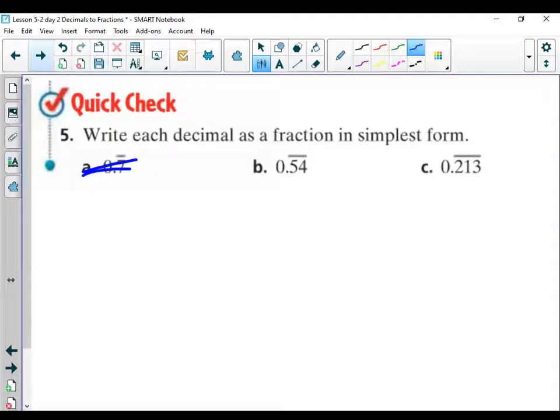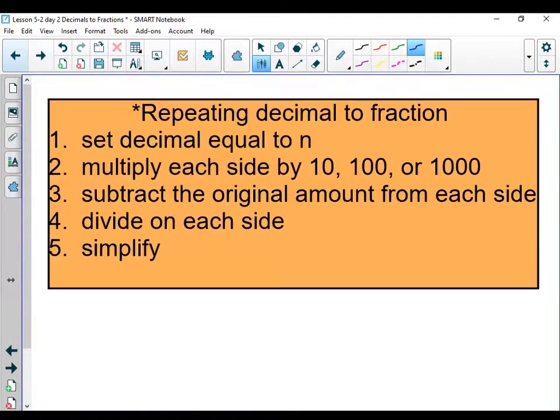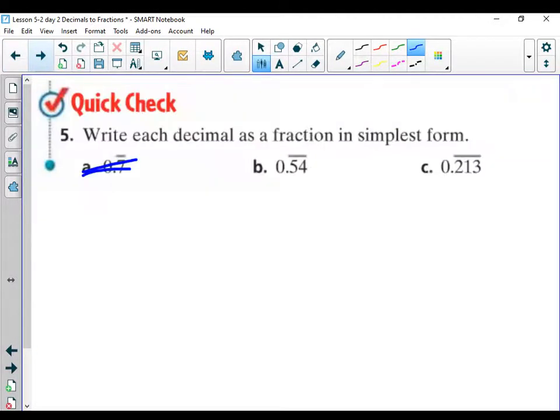The steps said set the decimal equal to n. N can be anything. If your name is Nick and you want to use N, you go right ahead. But also, if your name is, I don't know, Ashley, and you want to use A, go right ahead. If your last name is Wimmer and you want to use W, go right ahead. Any variable will work.